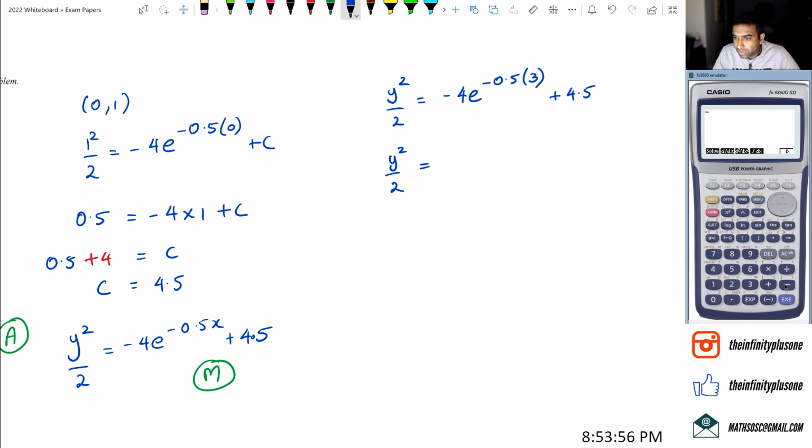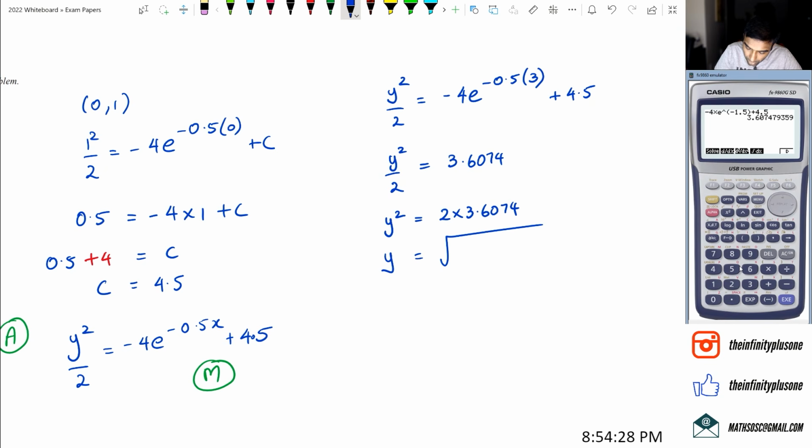What do we got? So negative 4 multiplied by e to the power of 3 times negative 0.5, which is negative 1.5, and plus 4.5, which gives me this number here, 3.6074. I'm just going to leave it like that. Then y squared is equal to 2 times 3.6074, and then y is equal to the square root of whatever this number is.